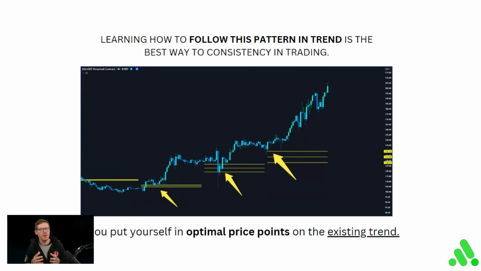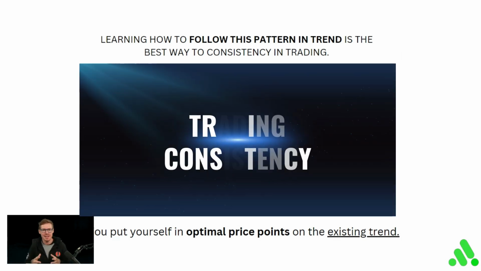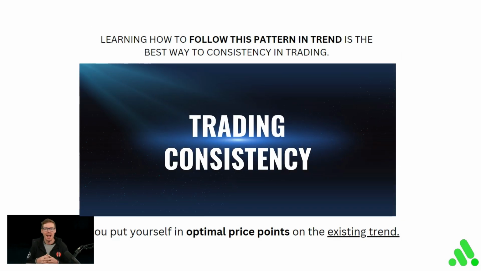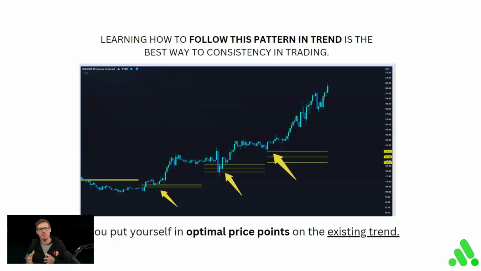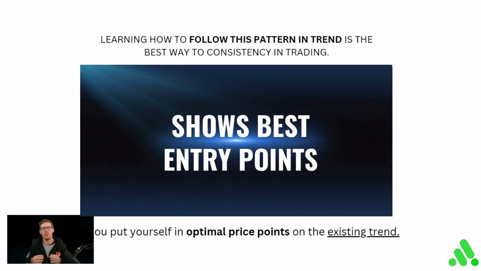Learning how to follow this price action pattern in trend is the best way to get consistency throughout your trading. It helps put you in the optimal price points on the existing trend. So you can see over here, we've got the narrow TrendX over here, and you can see price shoots away, it shoots off. We call these launch pads. And then you can see it comes back down, gets on the grid, and then it shoots off back onto the grid and shoots off. So these TrendX grids show you the best possible places to look to enter into your trades.